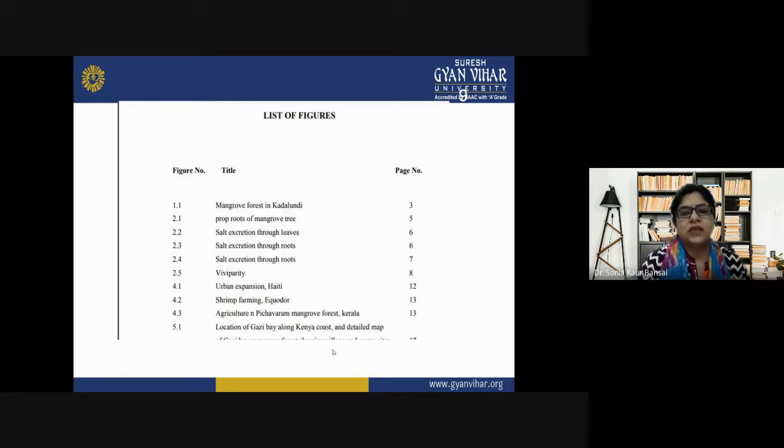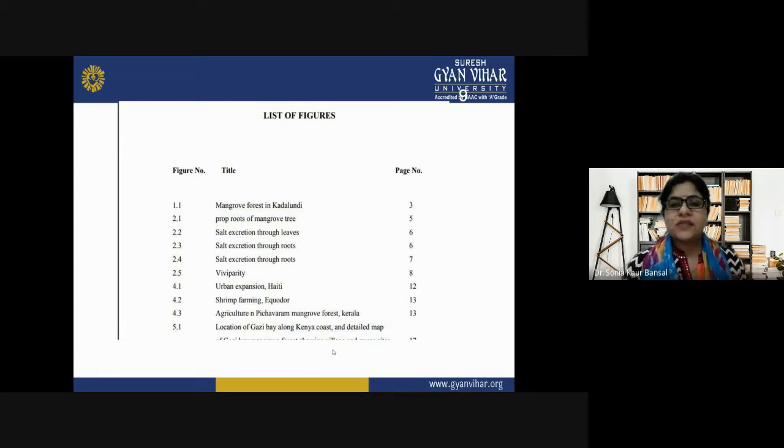Now next is the same with the list of figures. So there must be many figures, maybe a flowchart or anything that you are using to make your thesis very effective. Whatever you are using, you must use that in a proper numbering system.